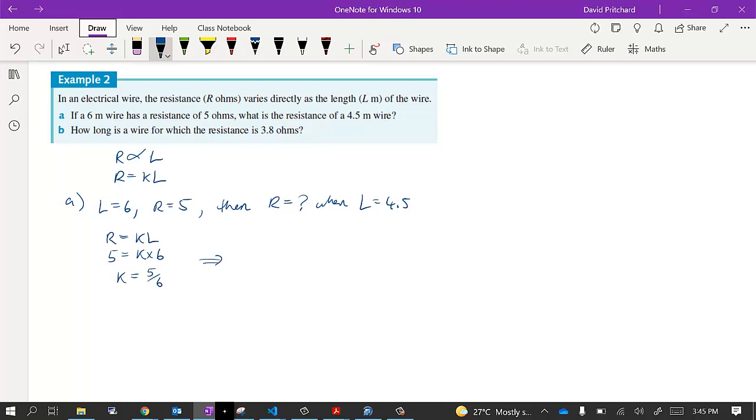Now with the second piece of information, we know that R is equal to 5 on 6L, so R will be 5 on 6 multiplied by a length of 4.5, and that gives us a resistance of 3.75 ohms. Okay, so it's as simple as that. Basically, you'll be given a relationship. Once you define that relationship, you'll be able to work out your constant of proportionality. Once you know your constant of proportionality, you can use that to solve for any other unknowns.